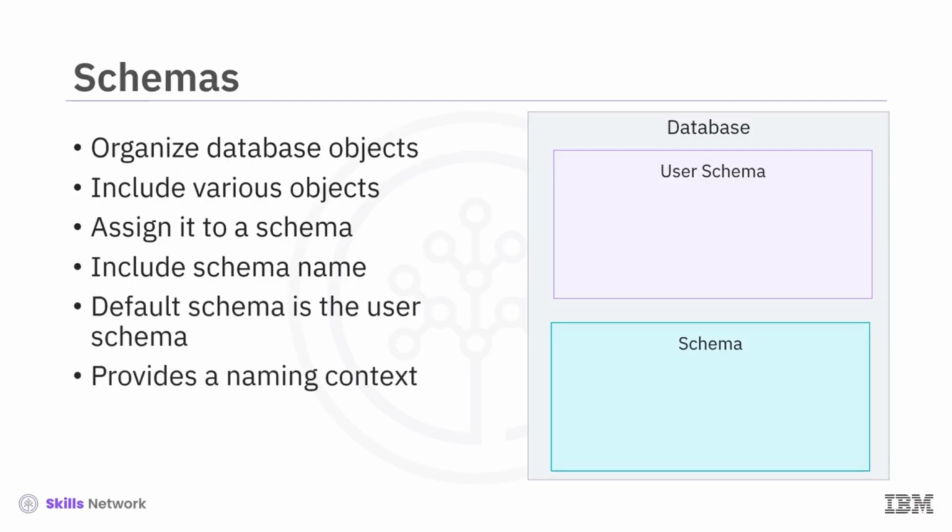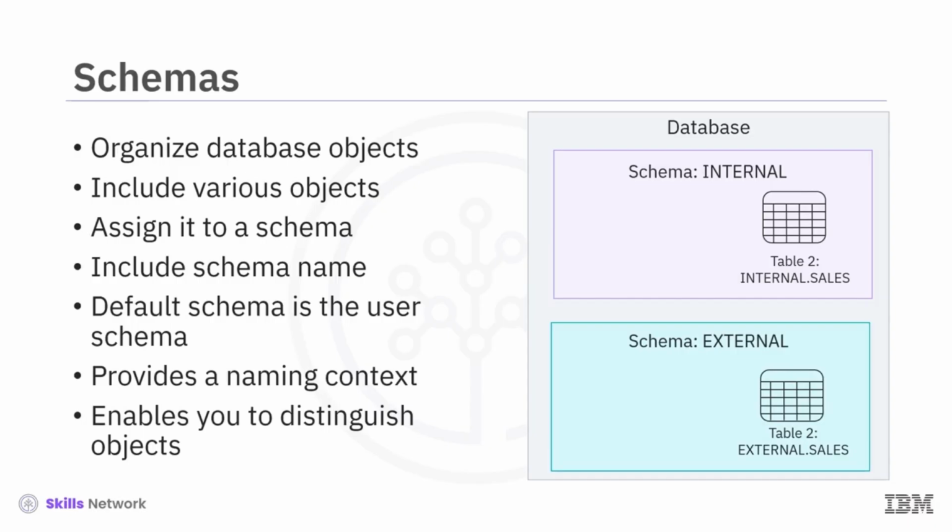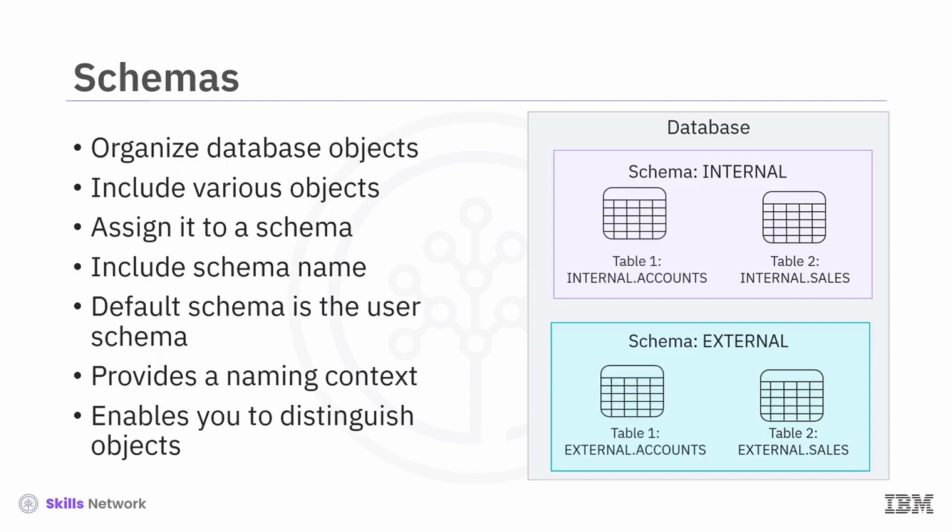A schema also provides a naming context. Using the schema name as a name qualifier enables you to distinguish between objects with the same name in different schemas. For example, the schema names internal and external make it easy to distinguish two different sales tables, internal sales in the internal schema and external sales in the external schema. Thus, schemas enable multiple applications to store data in a single database without encountering namespace conflicts.